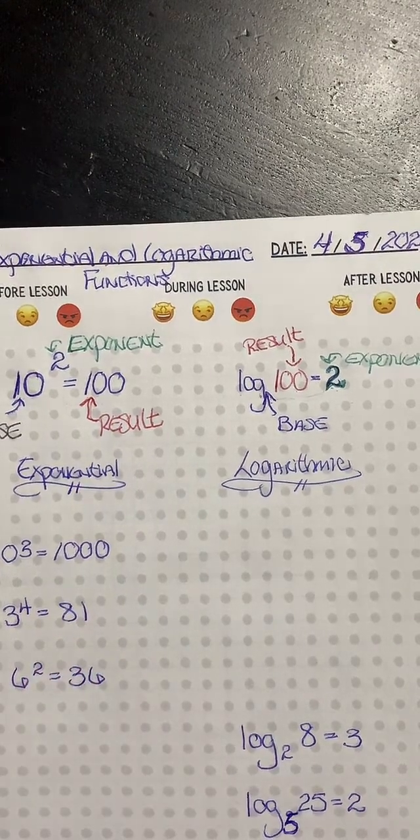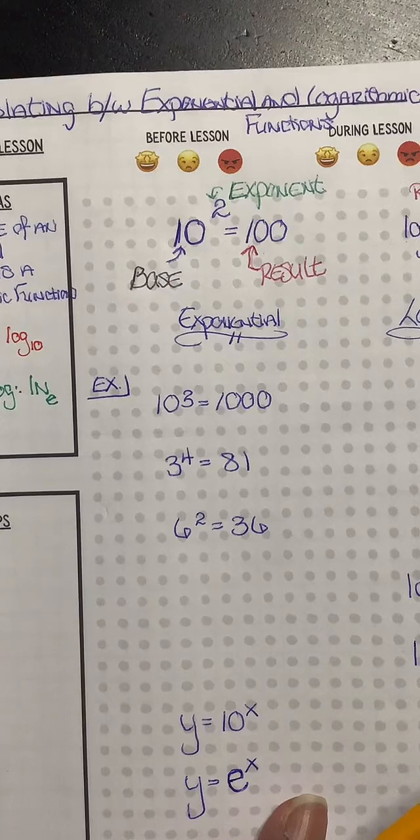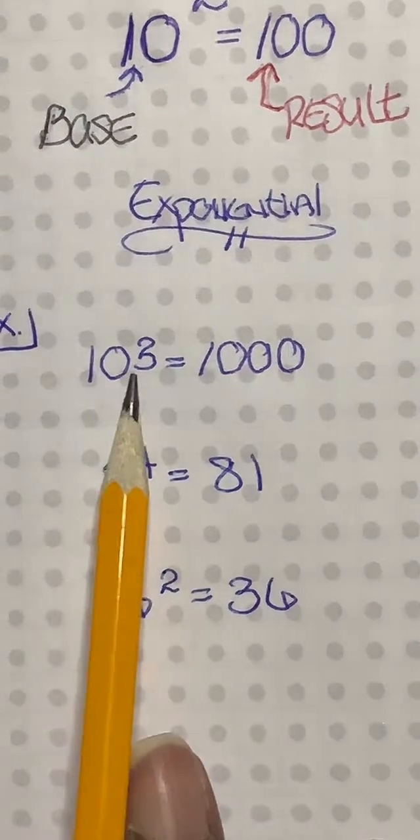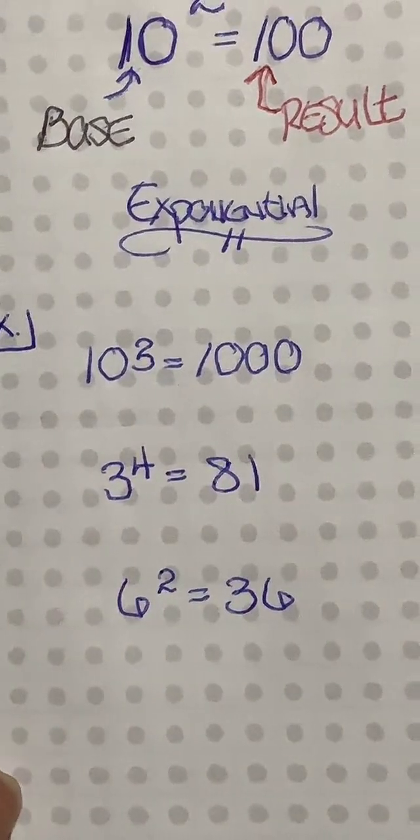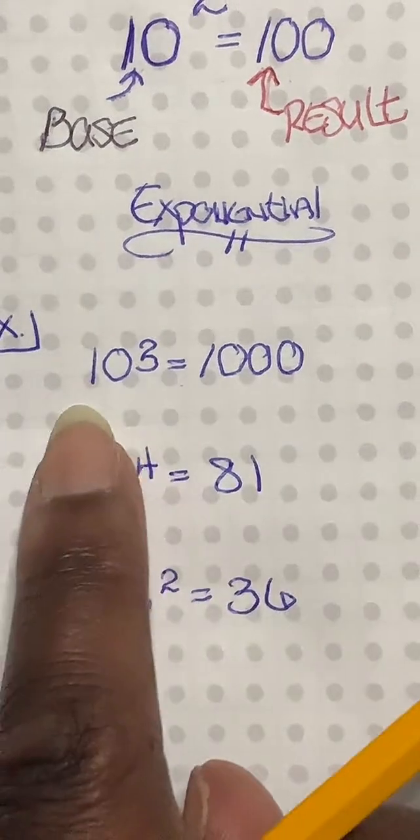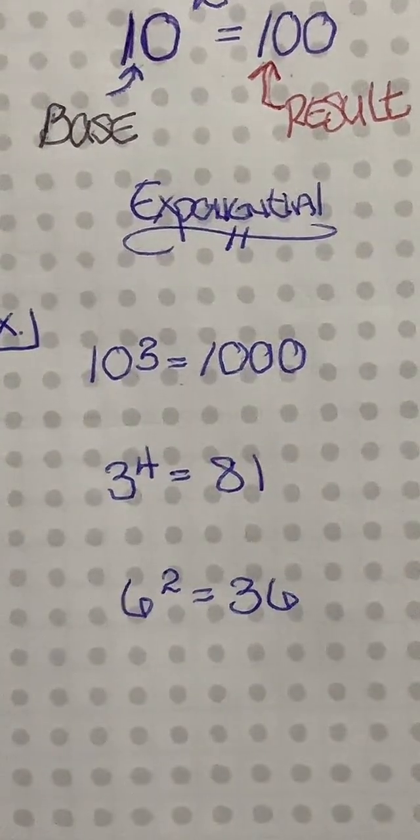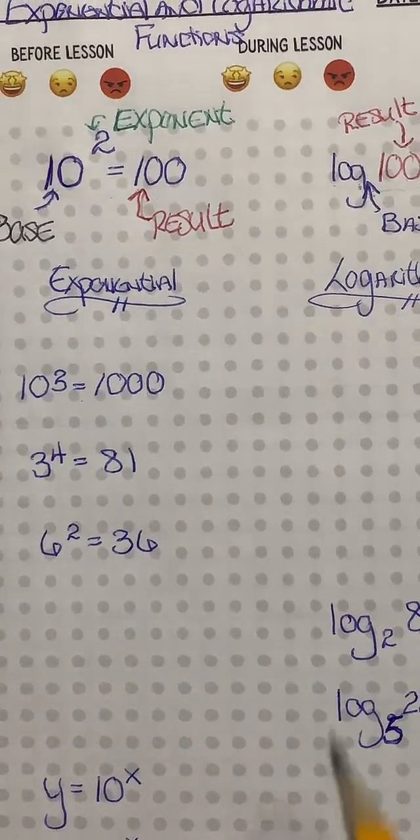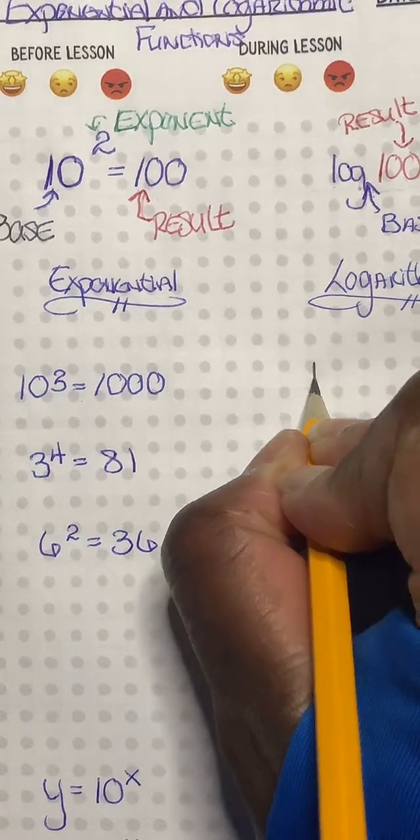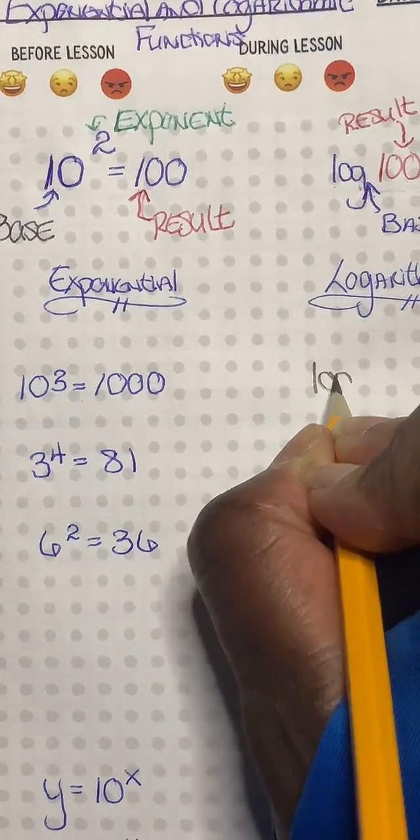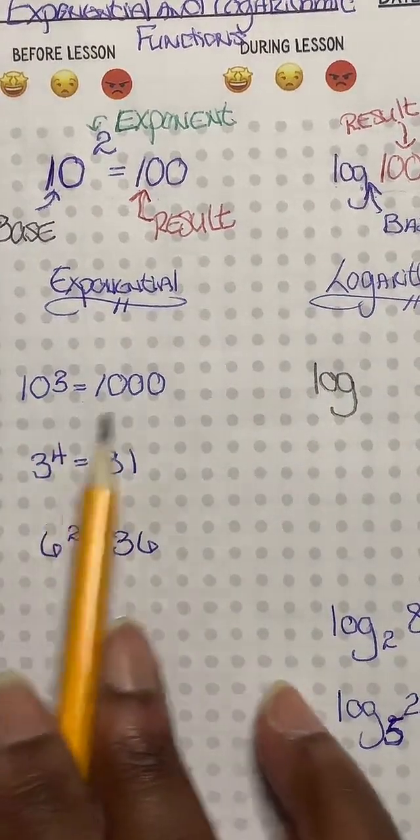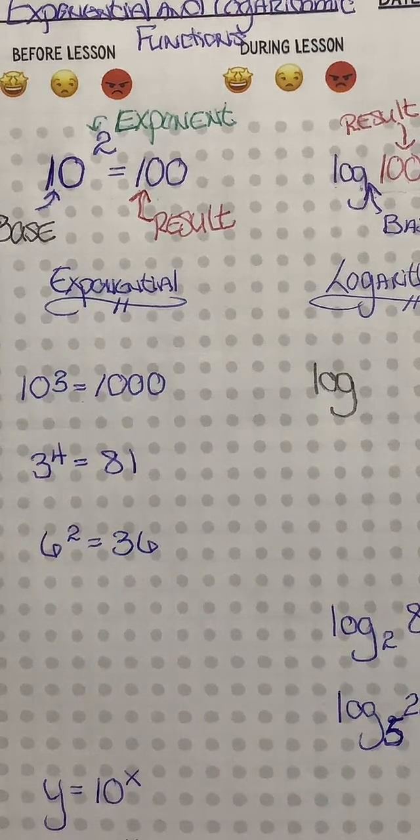So let me show you through examples. We have 10 cubed equals 1,000. If I want to write that as a log, I'm going to have the word log. The only time I know I'm going to use log as opposed to natural log is because I don't have that letter e involved. You're going to see what I'm talking about later.